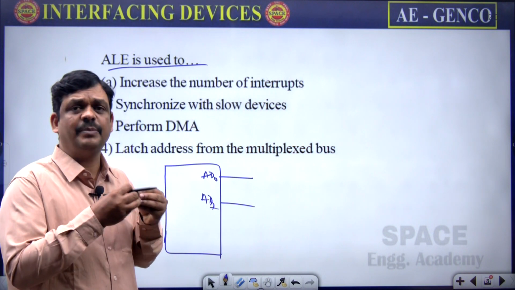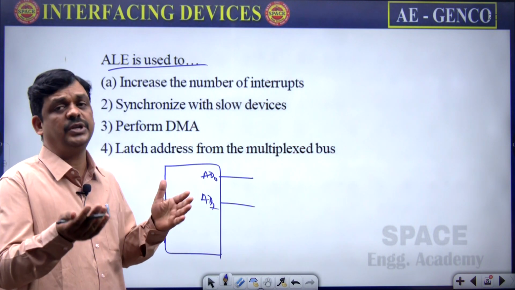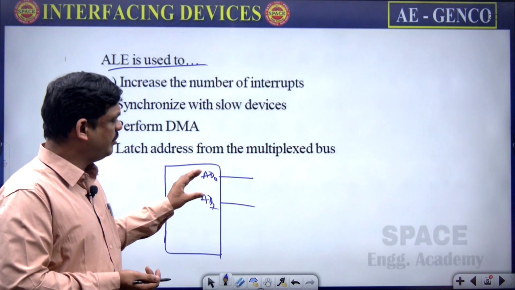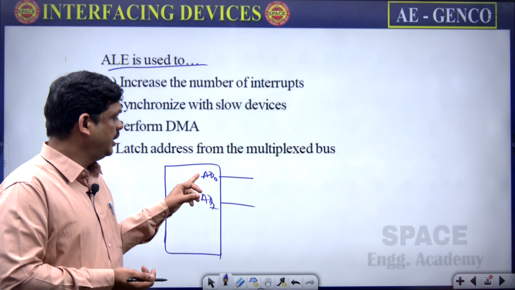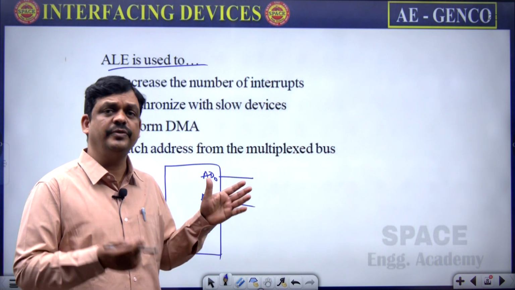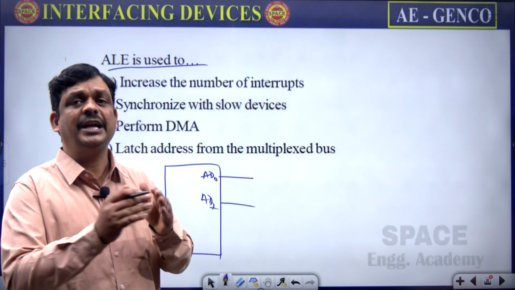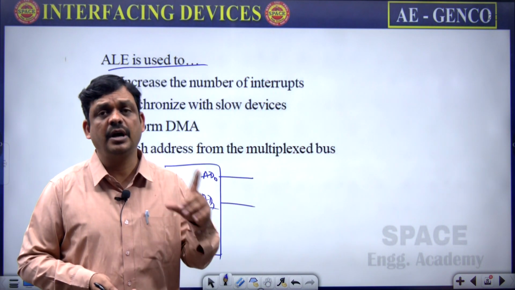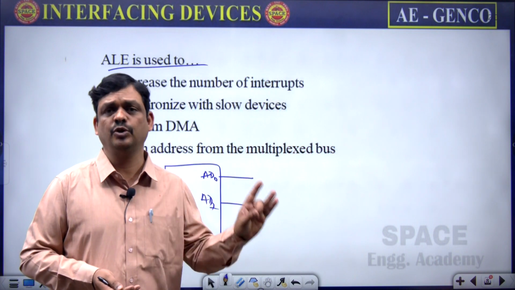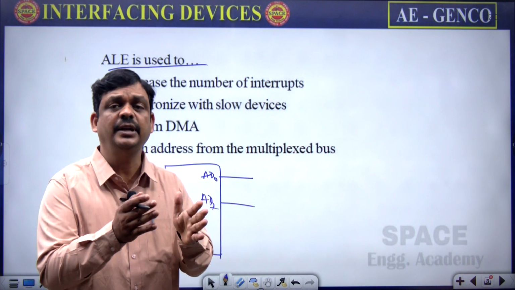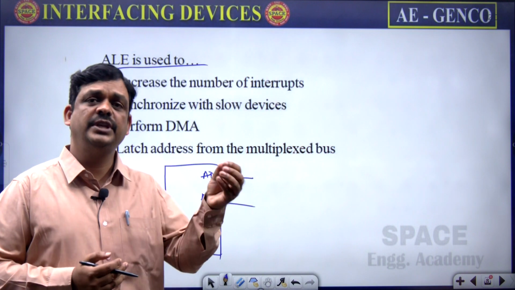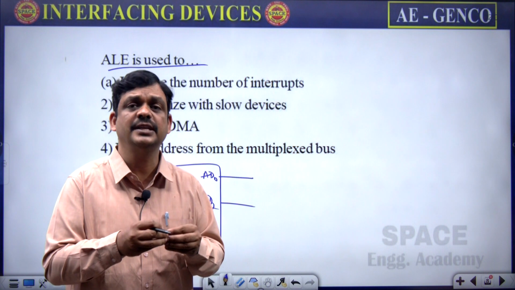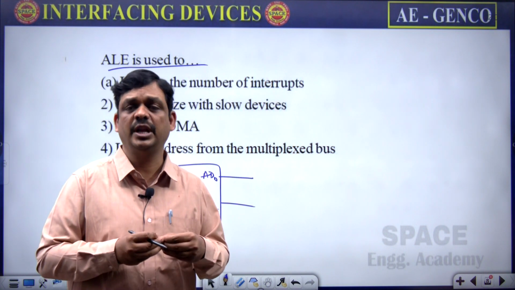Address and data lines are multiplexed internally, but externally we want a separate address bus and a separate data bus. If both are multiplexed, it does not affect the external operation, because either the address bus or the data bus should be active. If the address bus is activated, the data bus is not used, and if the data bus is activated, the address bus is not used. Those lines act as multiplexing lines to reduce the number of pins.